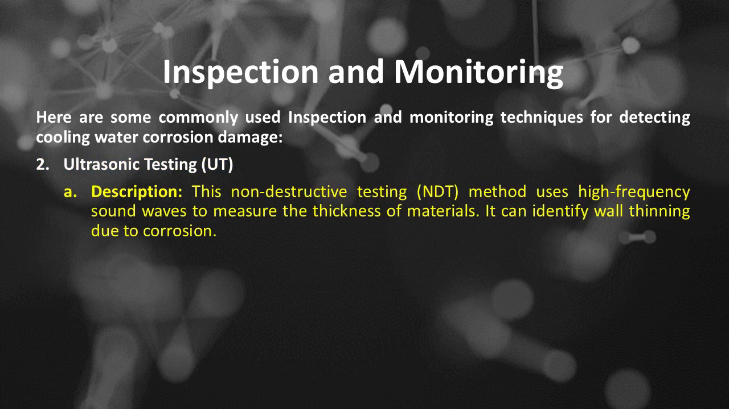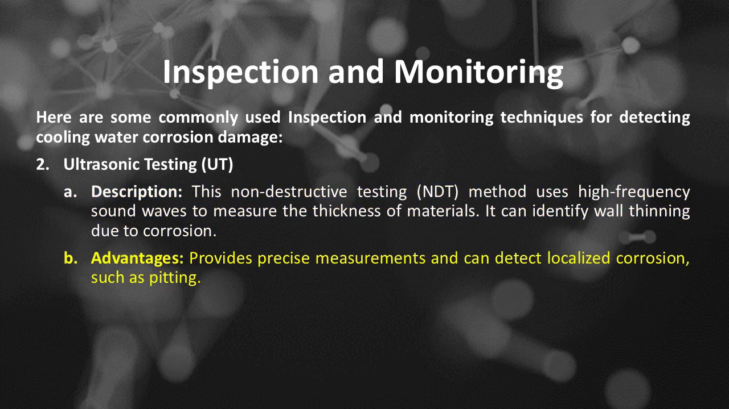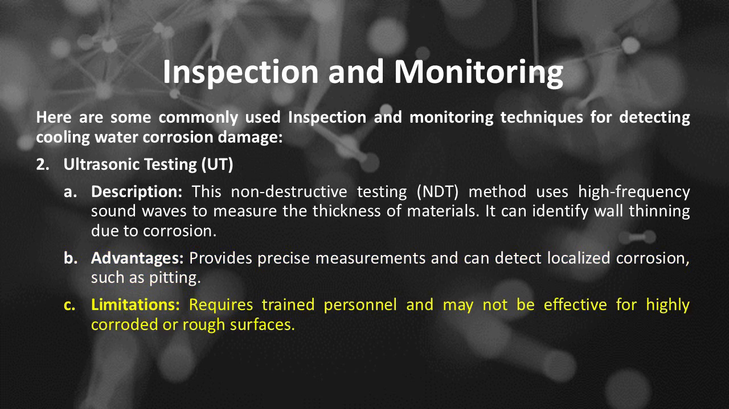Ultrasonic testing description. This non-destructive testing, or NDT, method uses high-frequency sound waves to measure the thickness of materials. It can identify wall thinning due to corrosion. Ultrasonic testing advantages: provides precise measurements and can detect localized corrosion, such as pitting. Ultrasonic testing limitations: requires trained personnel and may not be effective for highly corroded or rough surfaces.